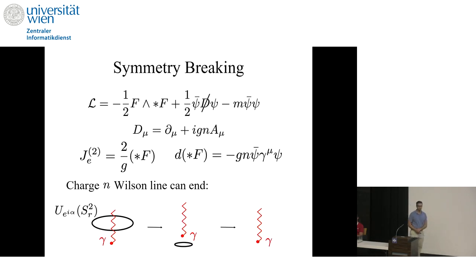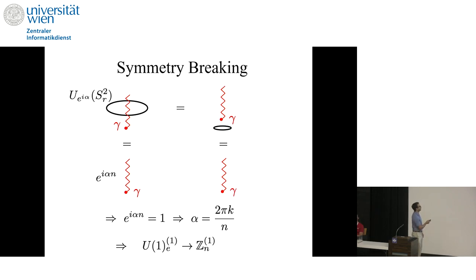This symmetry will be broken in the presence of charged matter. This is easiest to see from the modification of the Noether current. So d star F is no longer equal to 0, indicating that this symmetry has been broken in the presence of the charge N matter. Another way to see this is from the fact that the charge N Wilson line can end on a local excitation of this field. And this is important because it allows us to unlink this topological operator and compute this setup here in two different ways.